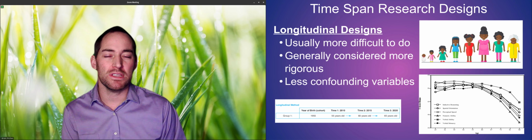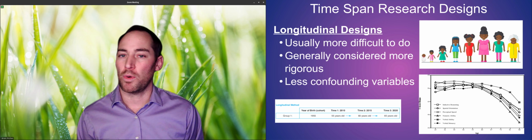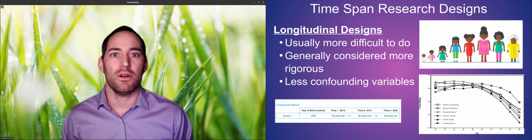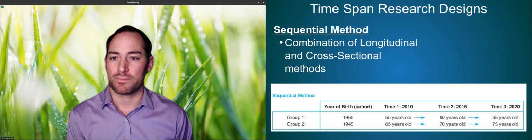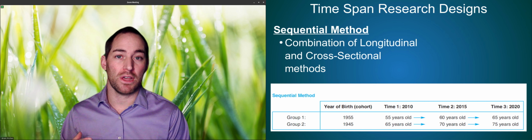So usually these are difficult to do because 1, they take a long time. 2, they tend to be more expensive, but they are generally considered like the gold standard of seeing change over time. A way that you can do this is the sequential method. You put the cross-sectional and longitudinal together.